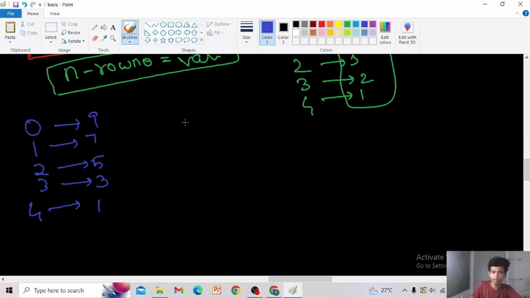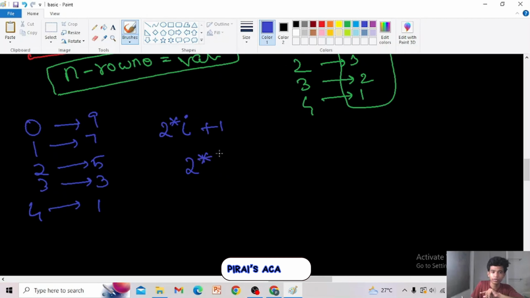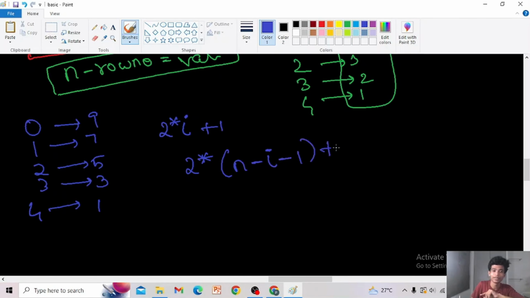So in the previous example, what have we done? We have done 2 into I plus 1, right? 2 into I plus 1. But here it is in reverse order. So I have to do 2 into, any guess? 2 into n minus I minus 1, plus 1.